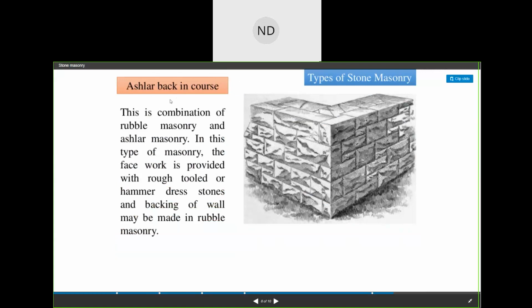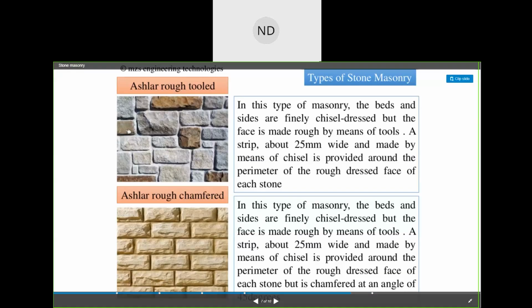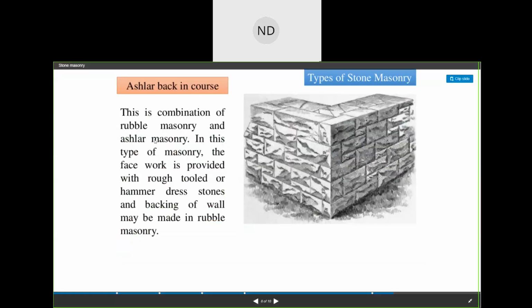The next one is your ashlar block in course. What is that? This is a combination of rubble masonry and ashlar masonry. This ashlar block in course is a combination of both rubble masonry and ashlar masonry. In this type of masonry, the face work is provided with rough tooled or hammered stones, and the backing of the wall may be made in rubble masonry.